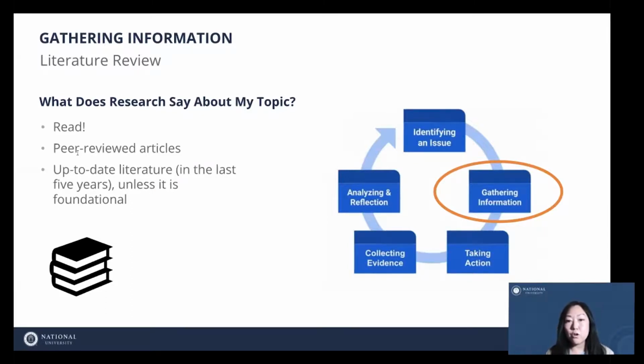For foundational primary source citations, the year of publication is not an issue. Start gathering articles on your topic and take notes as you read to help you create a literature review that synthesizes existing research and identifies a theoretical framework that aligns with your action research topic. For more information about literature reviews, check out the link at the end of this presentation.